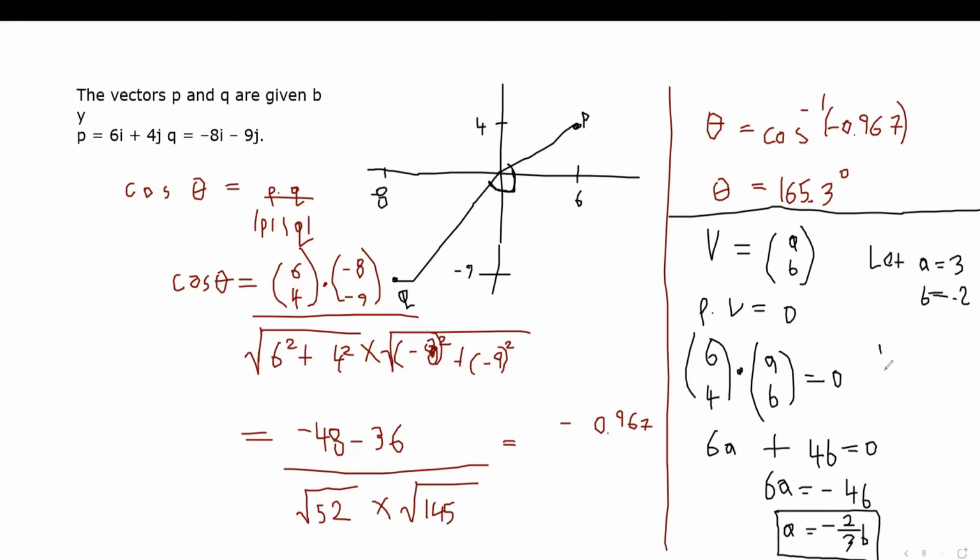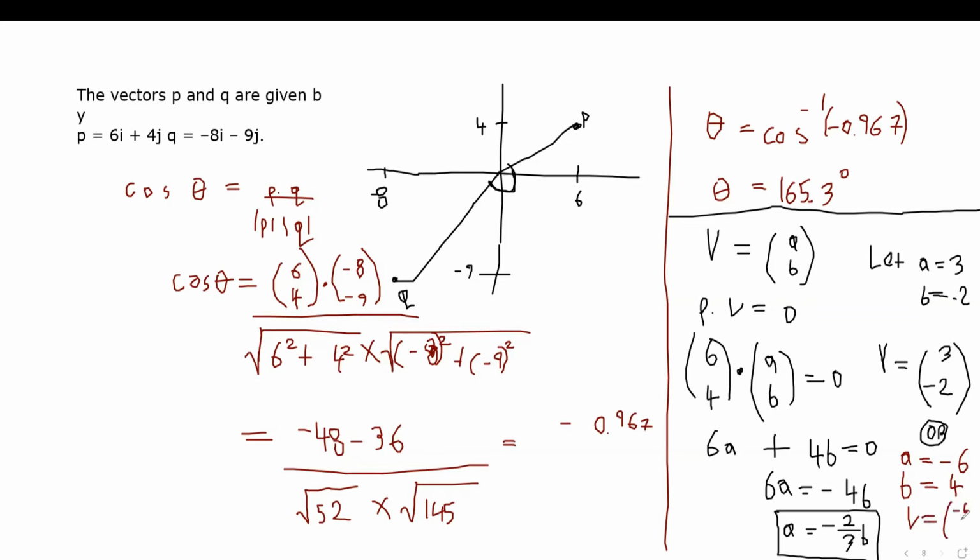So a possible answer is v is (3, -2). Or let's say they want A to be -6. If A was -6, then -6 times -2 would be 12, and 12 over 3 is 4. In that case, B would be 4. So another vector you could get is (-6, 4).